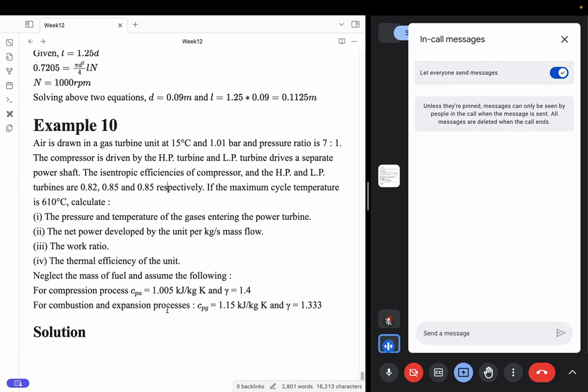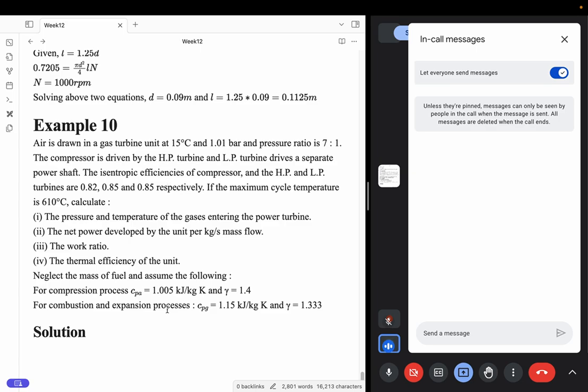Calculate the net power developed per kg of the gas that flows, the work ratio, and the thermal efficiency of the unit. Neglect the mass of the fuel and assume the following. For the compression process, use the given Cp and gamma. For the combustion and expansion process, again Cp and gamma are given.